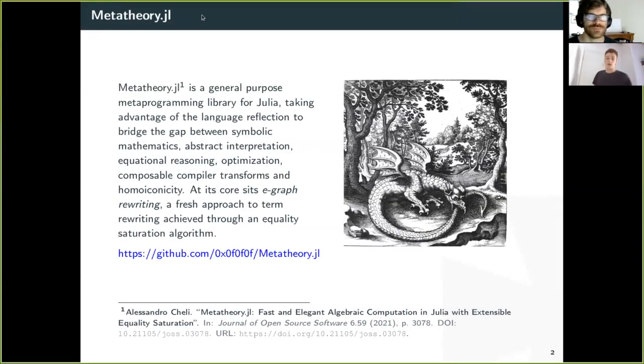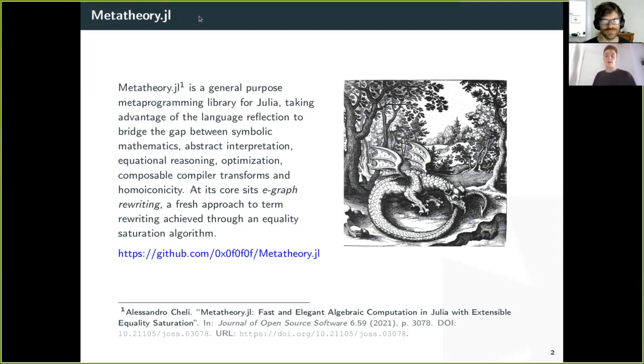Metatheory.jl is a package for the Julia language with a metaprogramming library, and it takes advantage of two major things. The first one is the awesome Julia capability of reflection and homoiconicity. And the other thing that we are using is called eGraph. It's a data structure from theorem provers from the 80s, and a new algorithm from 2011, which is called equality saturation. And if you mix the two together, you can do a lot of cool stuff.